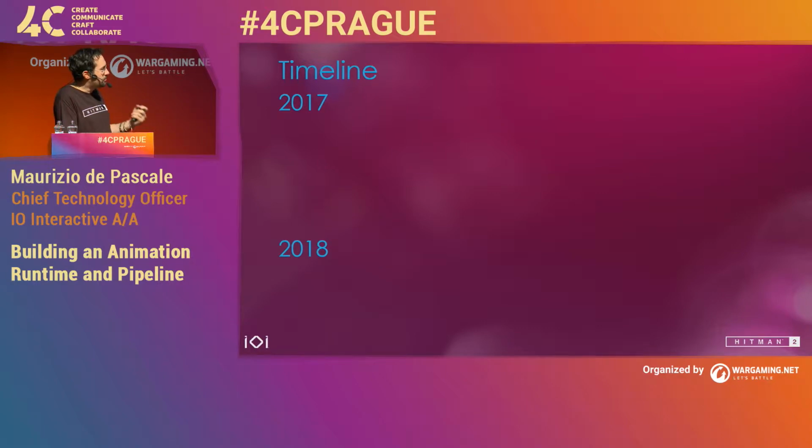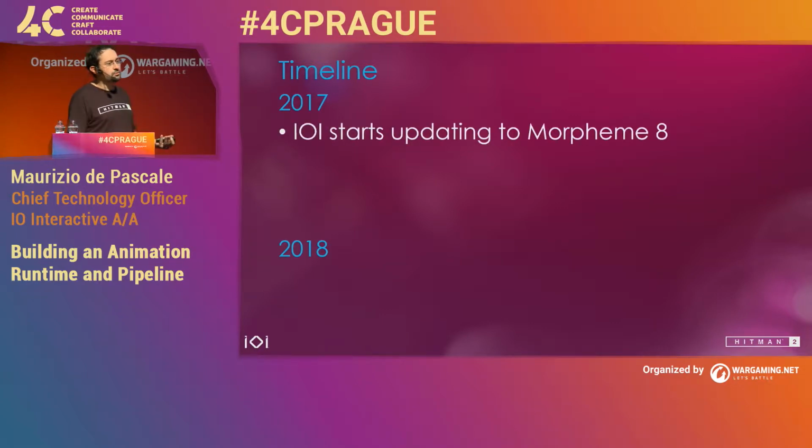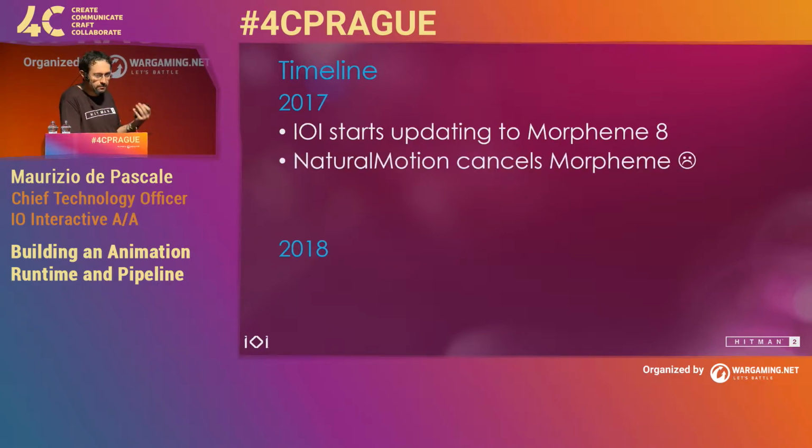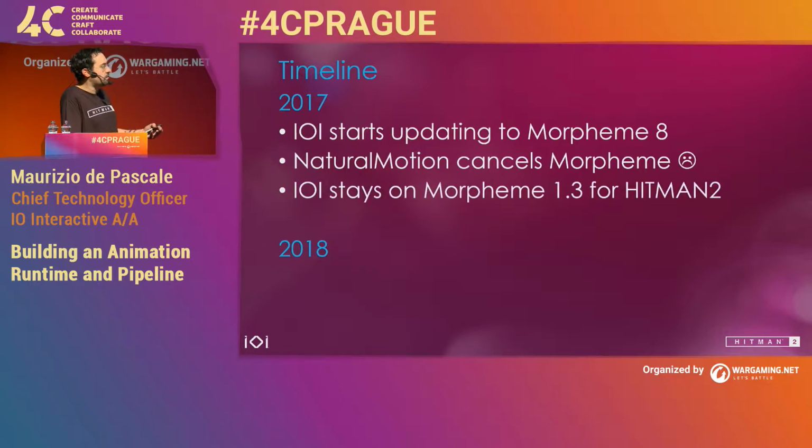So some time ago, around 2007, we started looking at how we can upgrade at least to the latest version of Morpheme. We started doing that work, put engineering hours into getting on the latest version, but timing was kind of bad. Basically, NaturalMotion and its parent company, Zynga, decided to cancel Morpheme. So after many months of engineering, we found ourselves having to throw all of that out of the window and just shelve those animation updates and refocus on shipping Hitman 2 with what we had.